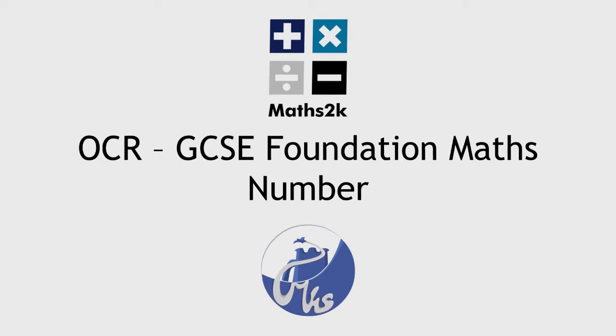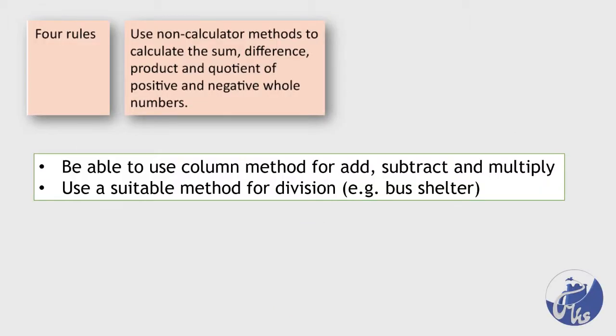And in this video I'm going to be going through all of the number topics that appear in the GCSE Foundation Maths paper for OCR. One of the first areas that you'll want to look at is making sure that you can add, subtract, multiply and divide without a calculator. This is going to include negative numbers as well as just positive numbers as normal.